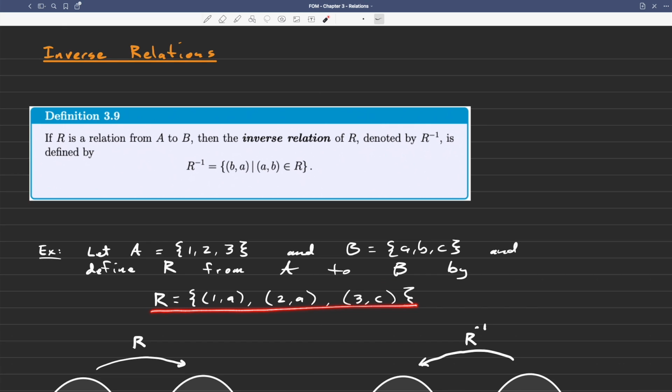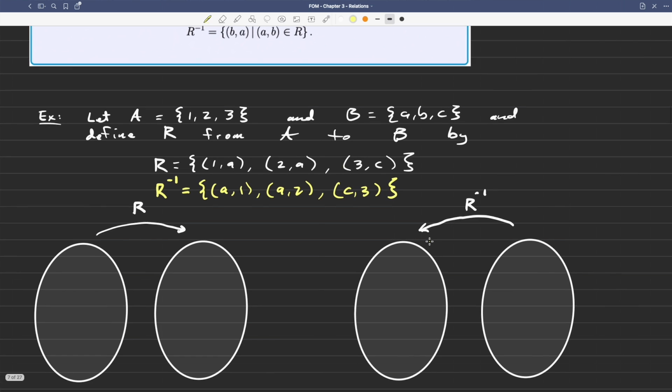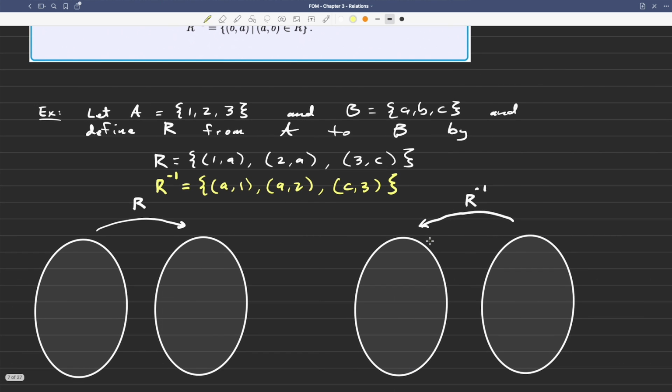In this example down here, I've got a relation R going from A, which is the set containing 1, 2, and 3, to B, which is the set containing A, B, and C. And the elements of my relation are listed there: 1 comma A, 2 comma A, and 3 comma C. If I wanted to say what the inverse relation is, it's really simple. R inverse, in yellow here, is the set containing A comma 1, A comma 2, and C comma 3.